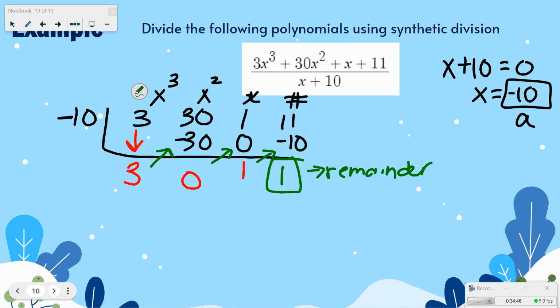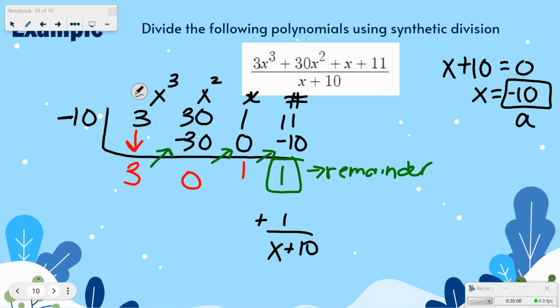So does this divide perfectly? No, because we had a remainder of 1. So you already know how to kind of write the remainder in the answer, right? At the end, I'd have 1 over what I was dividing by, which is x plus 10. Let's talk about the rest of your answer.